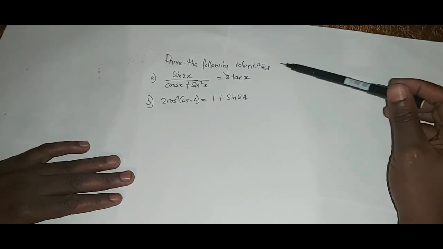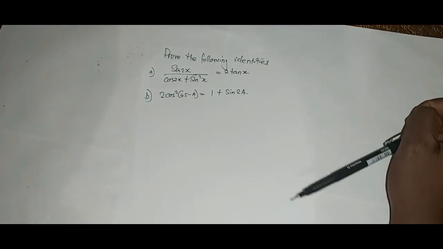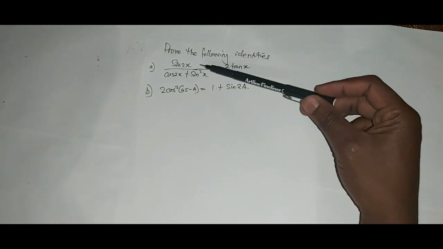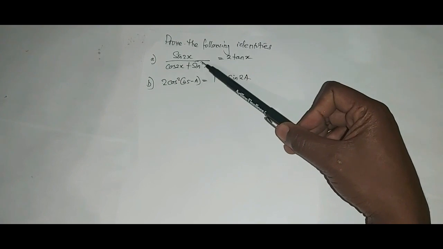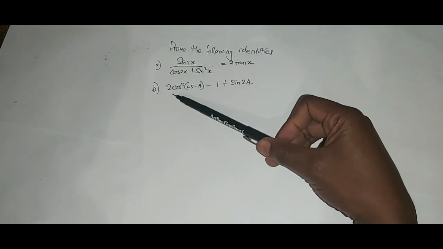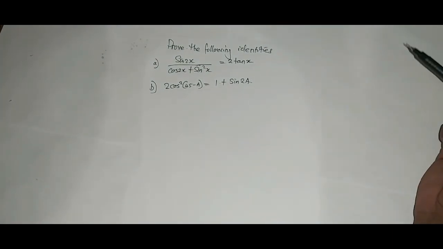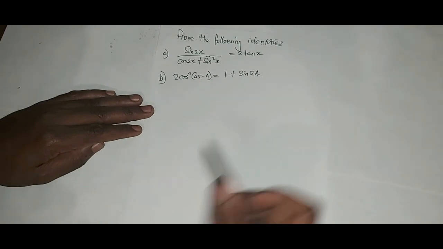Right, the question here is saying prove the following identities. We have two identities: sin 2x over cos 2x plus sin squared x is equal to 2 tan x. Then the second identity: 2 cos squared (45 minus a) is equal to 1 plus sin 2a. As we do these identities, we can see there are some double angle identities there.